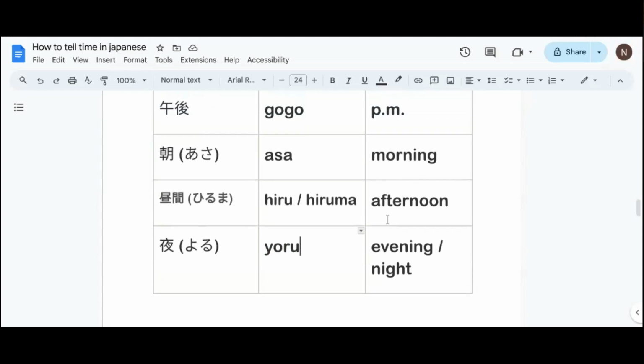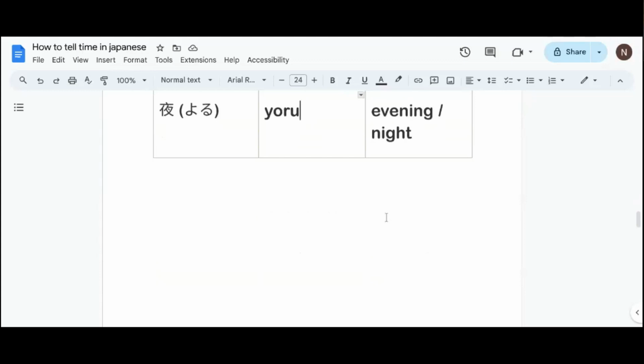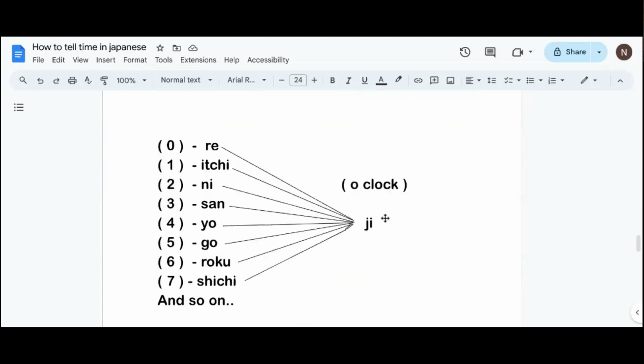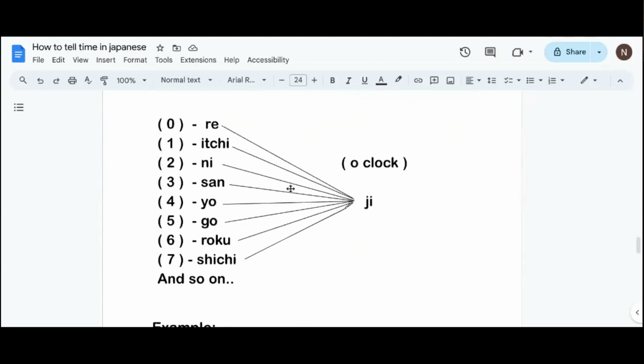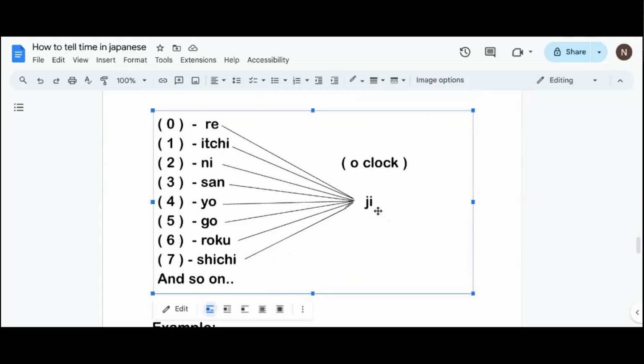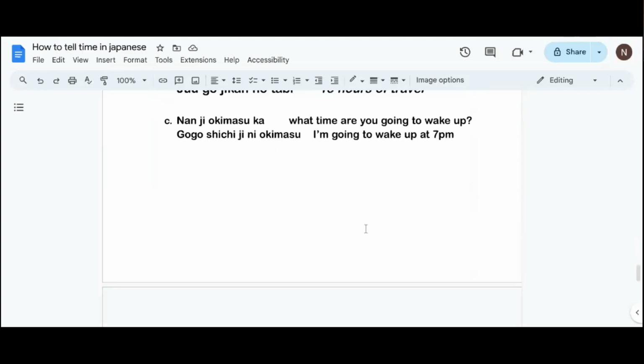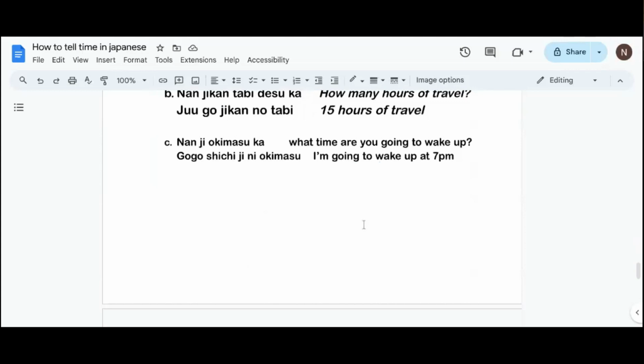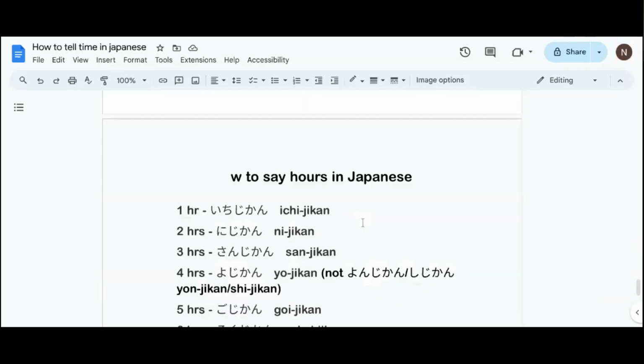Okay? And then, what else? Okay, so here, you just add the ji, okay? Ichiji, niji, sanji, yoji, goji, rokuji, shichiji. Okay, and so on to the clock. So that is how to tell time in Japanese.